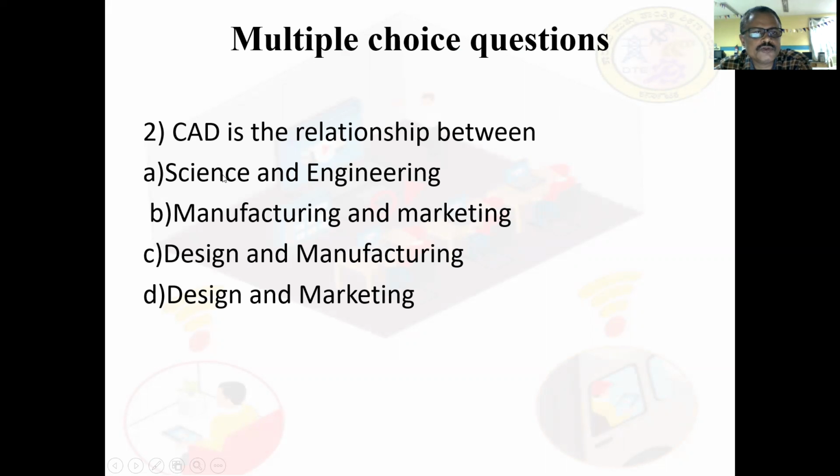In the first option, there is no design. Second option, again, there is no design. Third option, there is design, but marketing is here. So this database goes to the manufacturing department. So the answer is C.